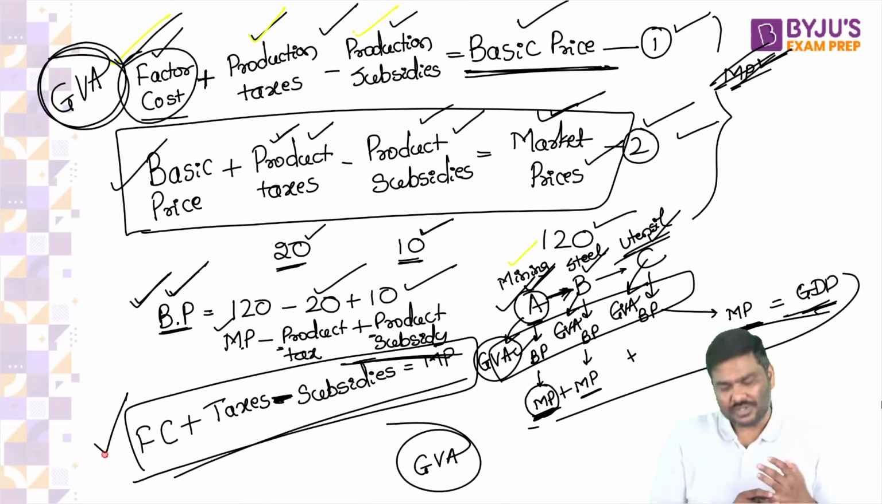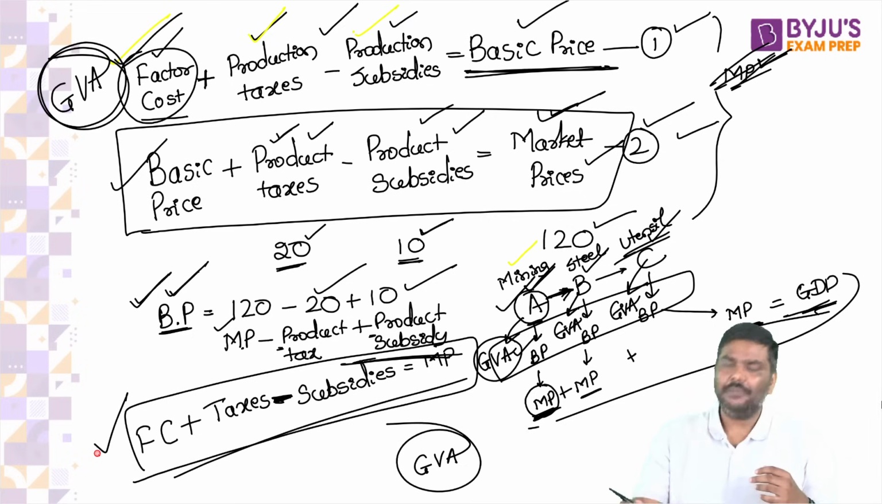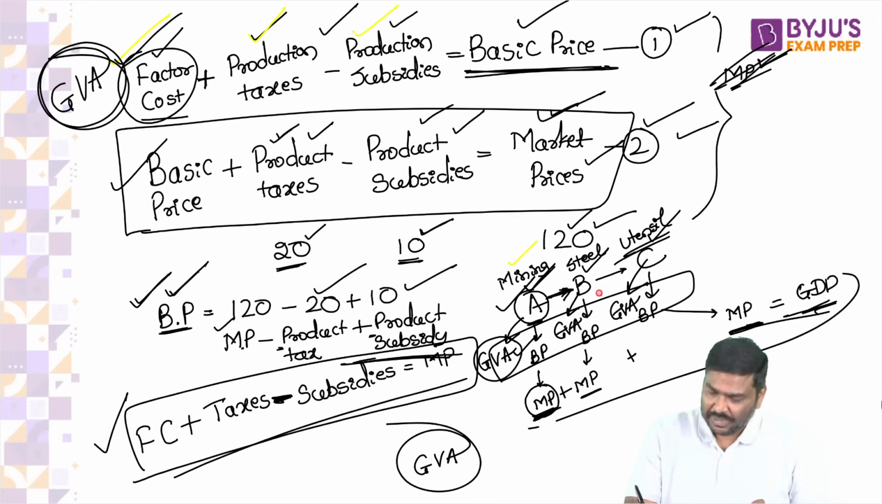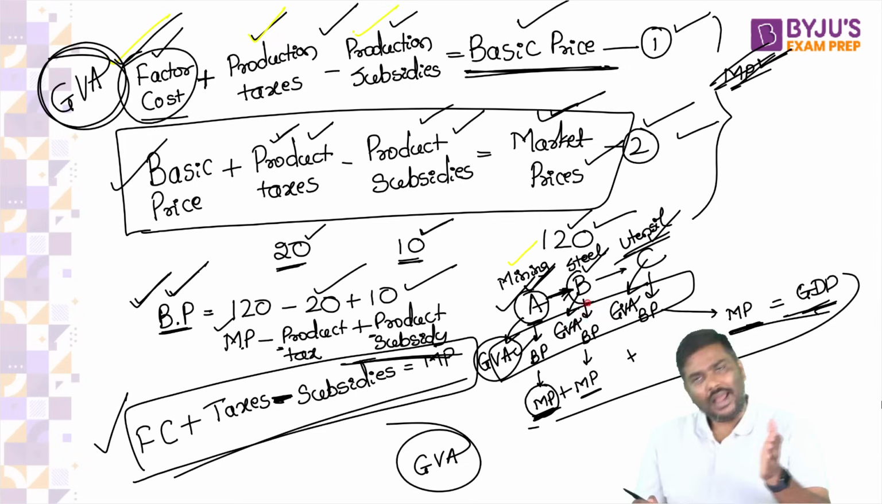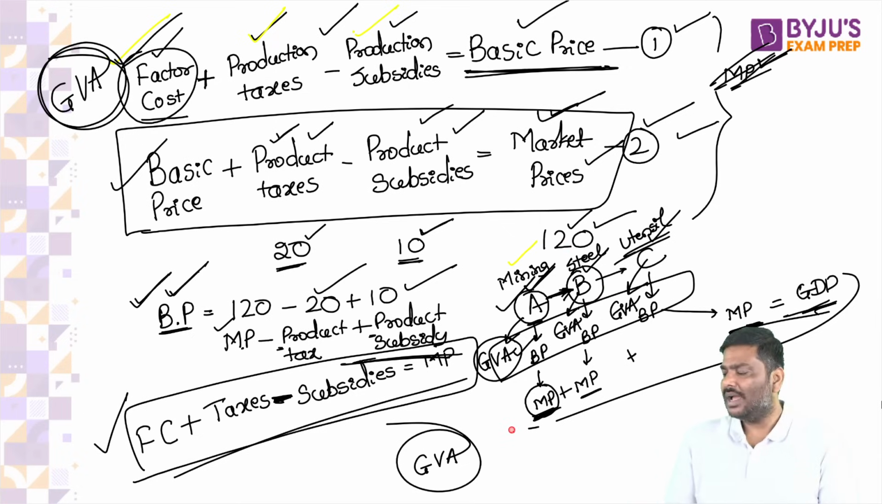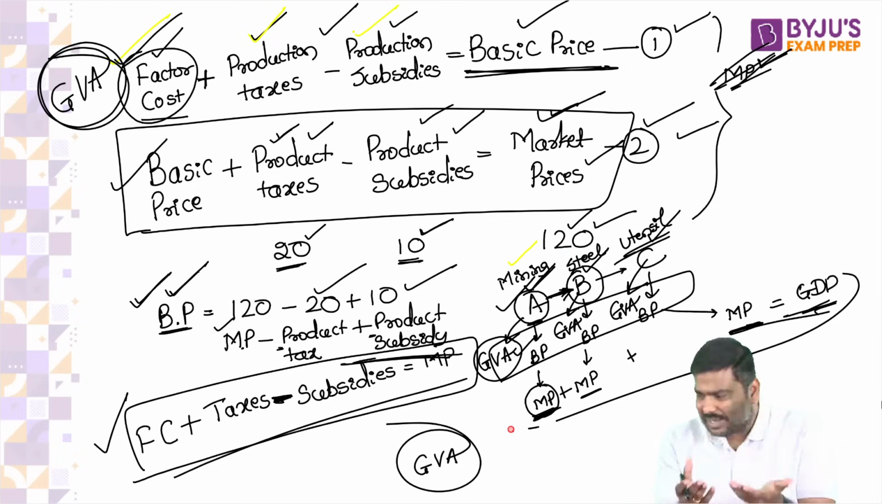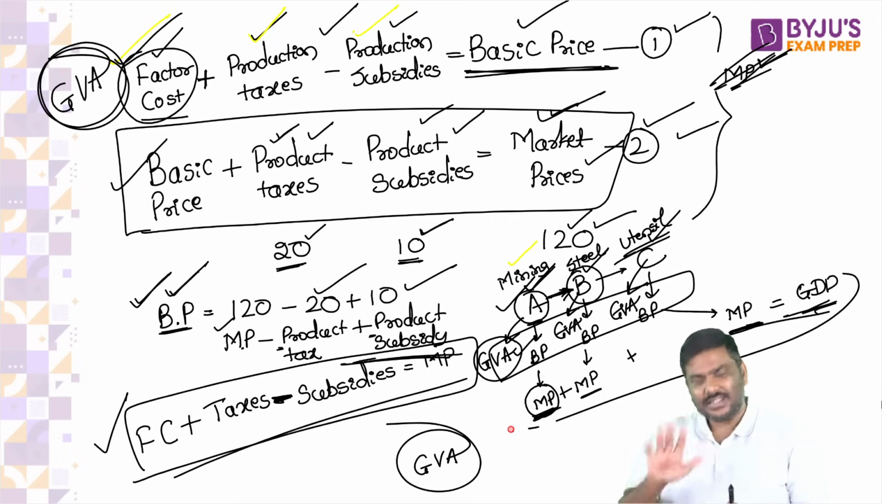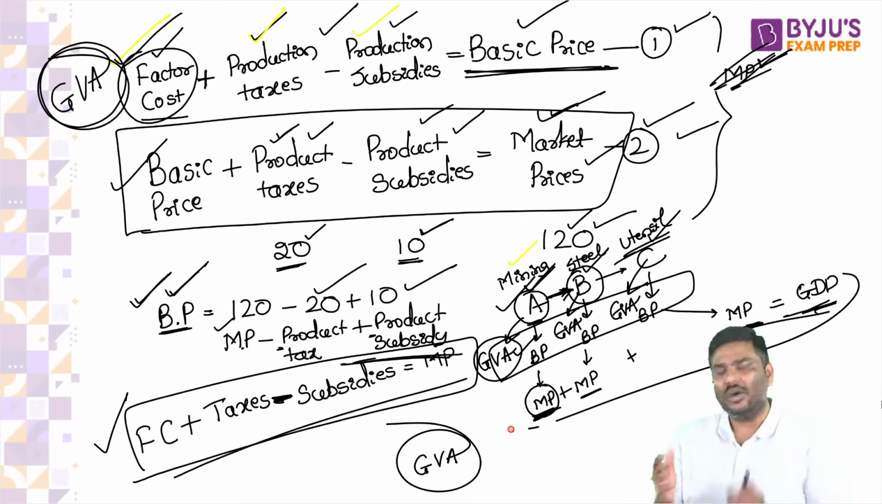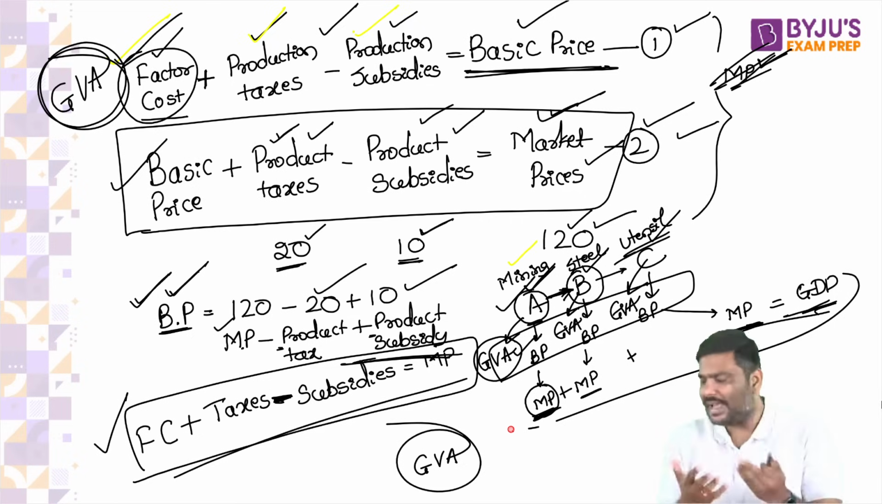Company A has produced certain goods and sold them to company B. Now, if I simply calculate the basic prices of company B and add it to the GDP number, that will lead to double counting. At least now, is it okay? Those who are asking what is GVA at factor cost, tell me now.